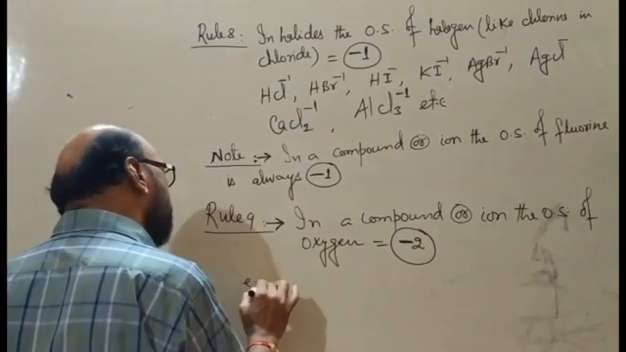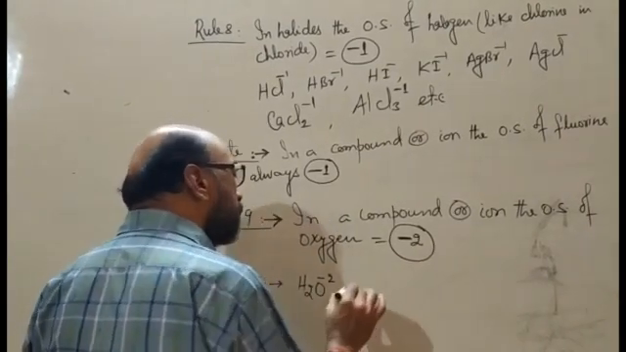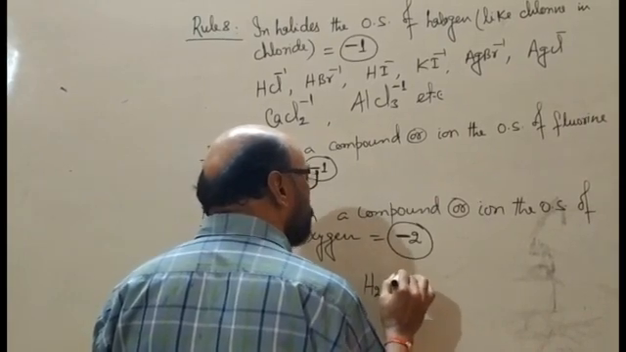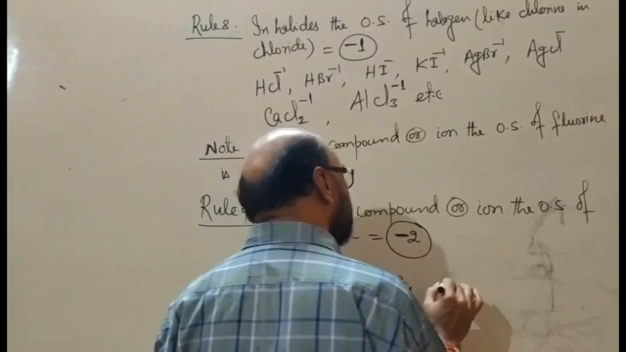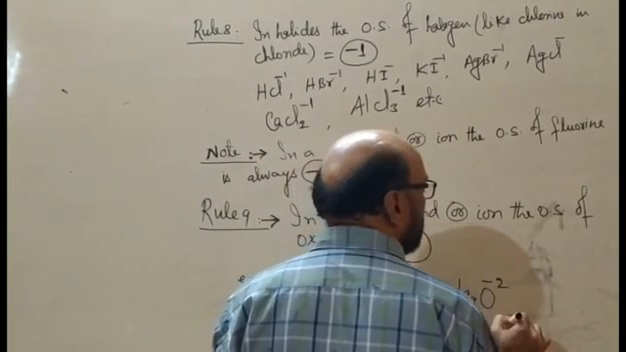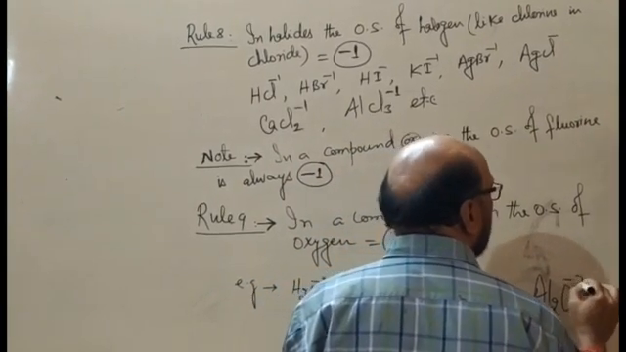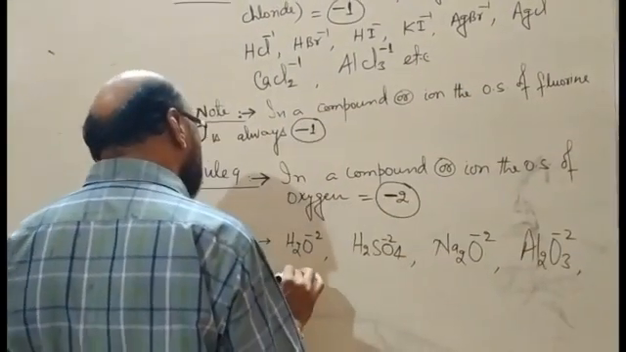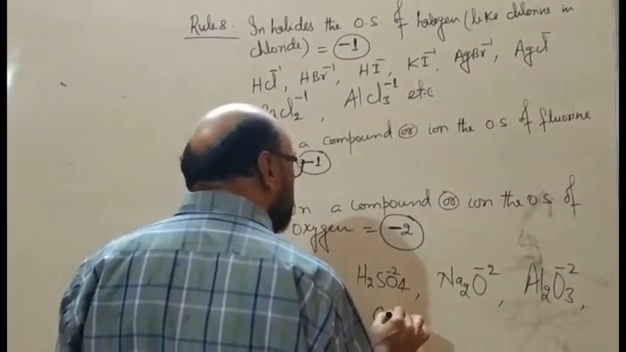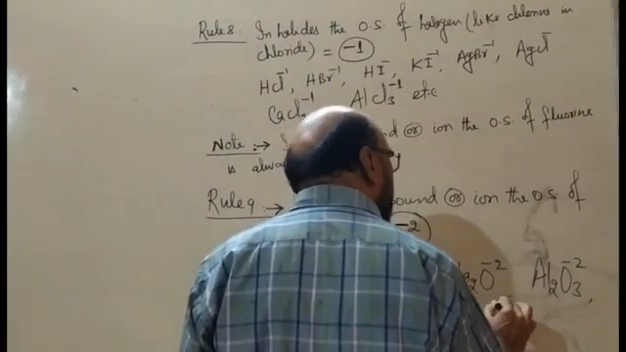Example, any common compounds of oxygen you can take. As an example, H2O, water, oxygen minus 2. H2SO4, oxygen presents minus 2 charge. Na2O, sodium oxide, oxygen minus 2. Al2O3, aluminum oxide, oxygen minus 2. Fe2O3, oxygen minus 2. Cu2O minus 2. CuO minus 2.